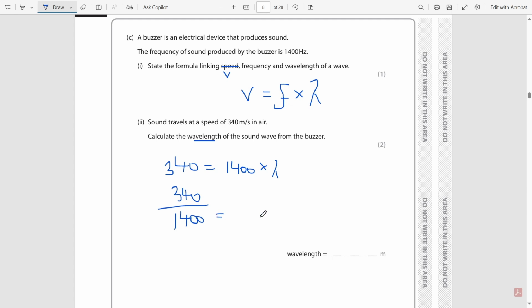Now, I know it's a really small number, but wavelengths are usually small numbers, so we've done it right if it's like this. Okay, so 340 divided by 1,400 equals 0.2428. It's really a lot of numbers. So basically just 0.24 meters. To be honest, that's not that small of a wavelength. That's basically just 24 centimeters. Okay.